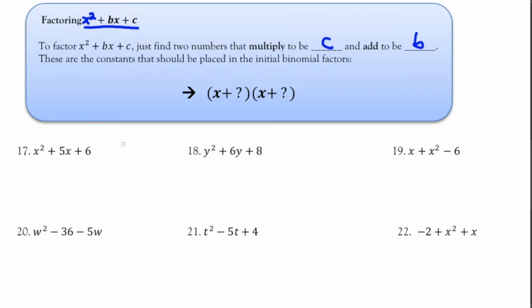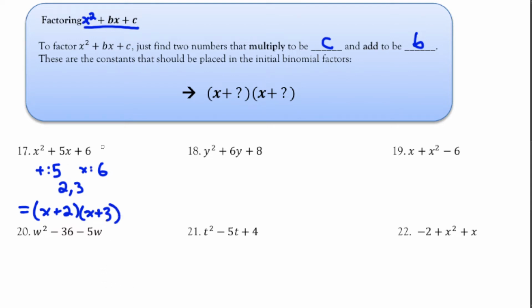First, let's do number 17. We're looking for two numbers that add up to 5 and multiply to 6. Can you think of two numbers that add up to 5 and multiply to 6? Sure, it's 2 and 3. 2 plus 3 is 5. 2 times 3 is 6. So x squared plus 5x plus 6 just equals x plus 2 times x plus 3.